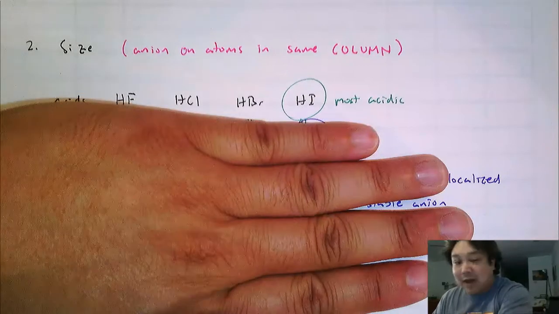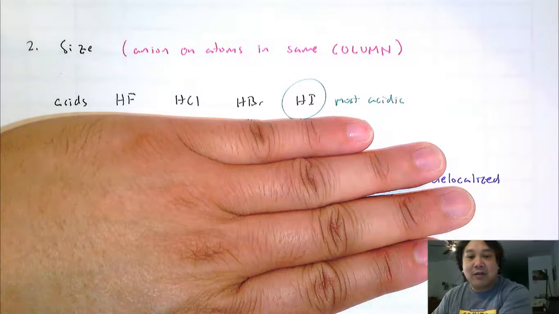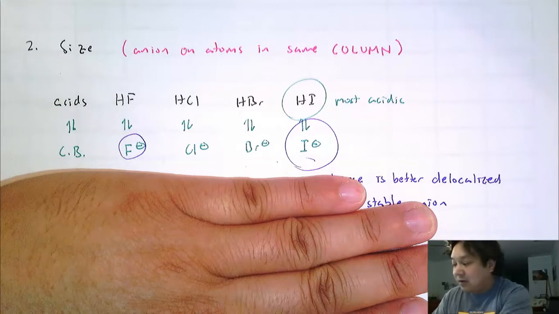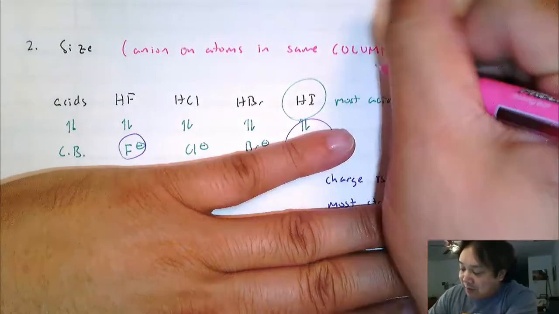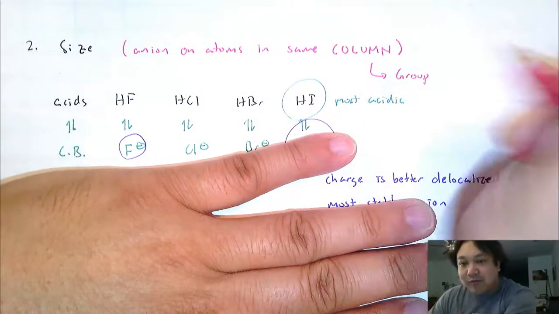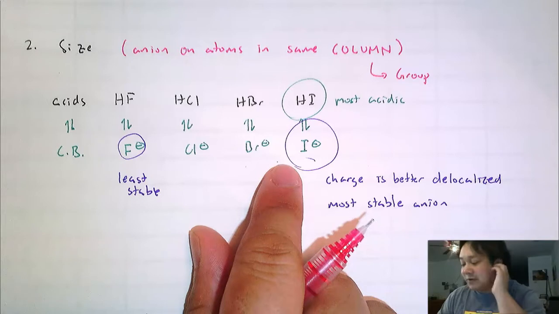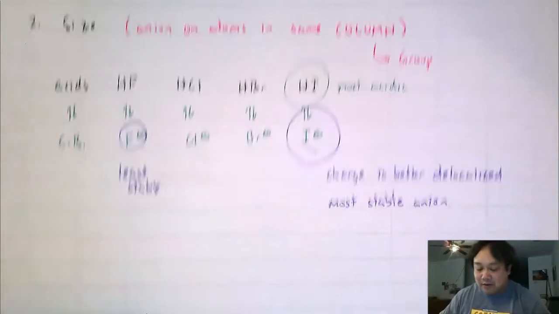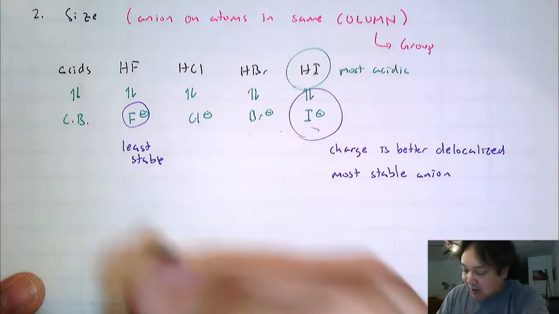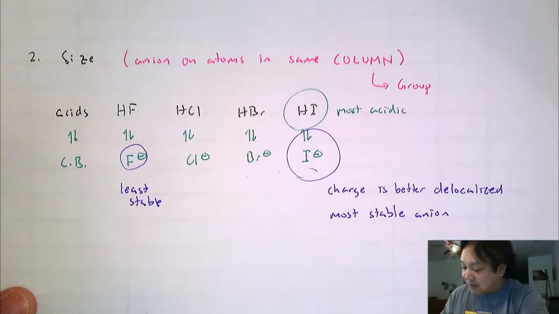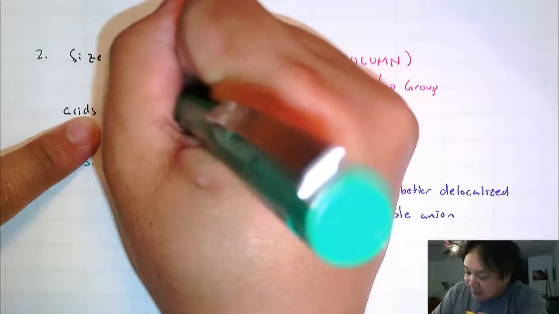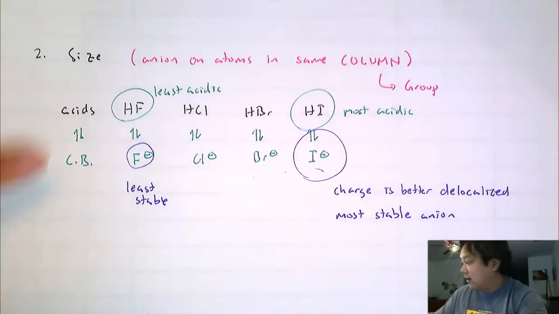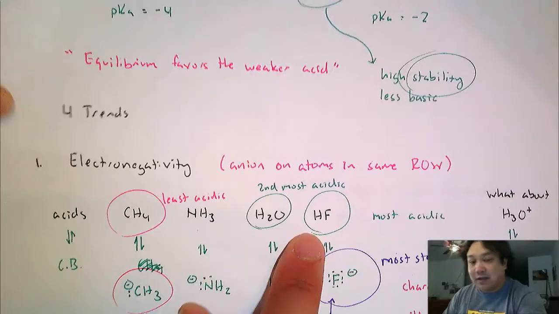Again, go ahead and do this from scratch. Realize that these anions are on atoms within the same column. Another word for column is group. Group 1, group 2, halogens, I think we'll call them group 7. Let's pick, for you to do at home, three other acids. Before we do that, this is the least acidic. HF is the least acidic compared to these three. HI is the most acidic compared to these three.